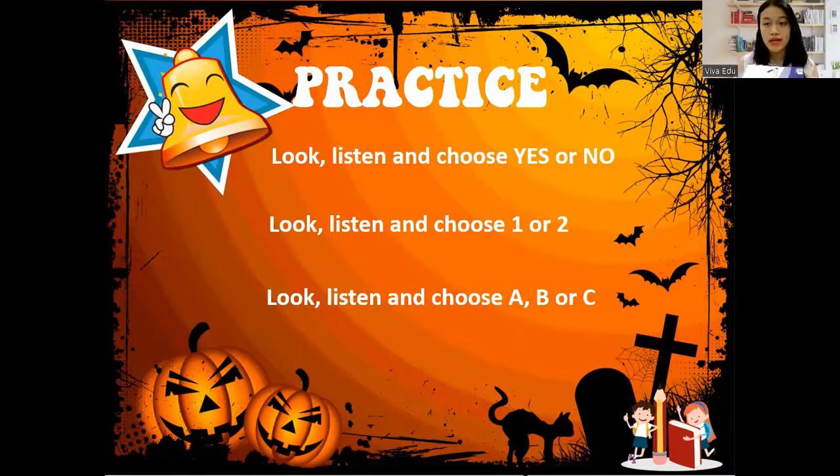They don't have to write the full sentence like "it's a witch" or "it's a goat." No, they don't have to write that. They only write yes or no. For part 2, they will write 1 or 2. They just need to write the number, or the letter, or the word yes or no. And for number 3, they will write A, B, or C on their board. Only write the letter, okay? Only write the choice. They don't have to write the full sentence with the answer.